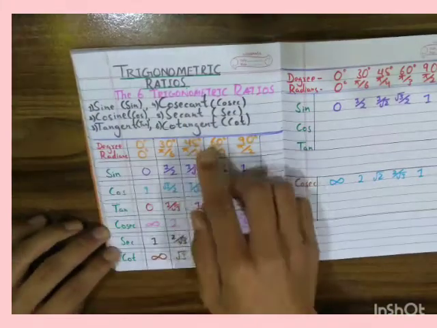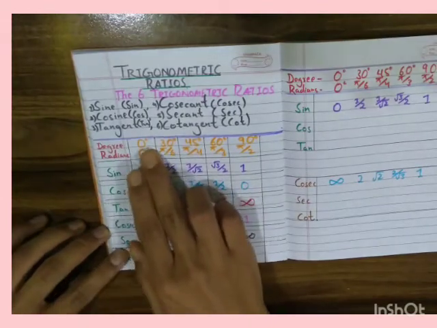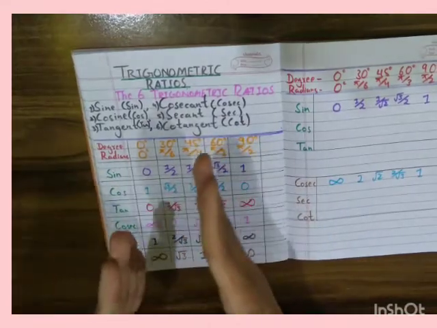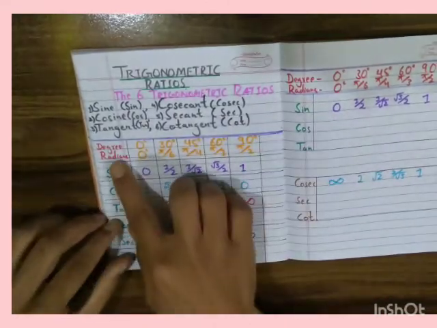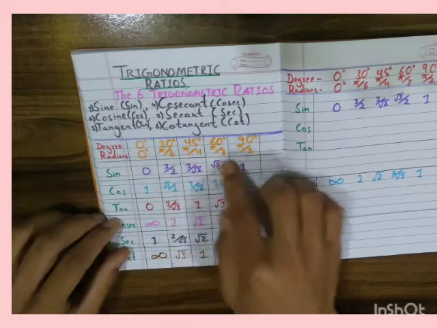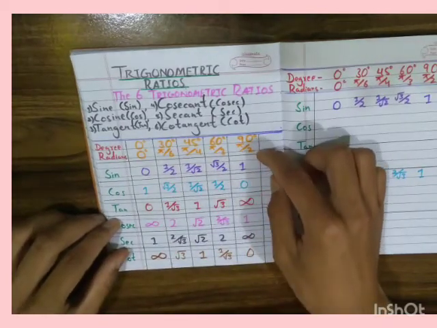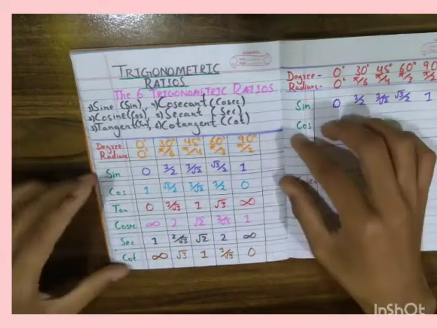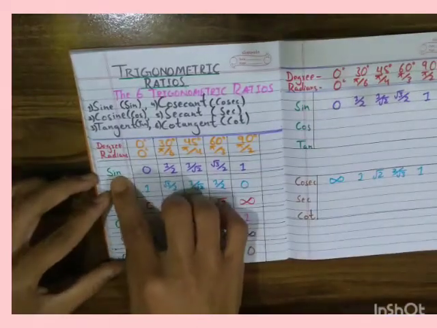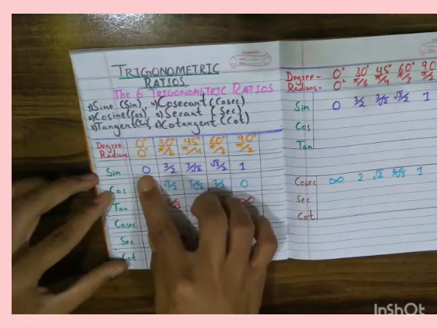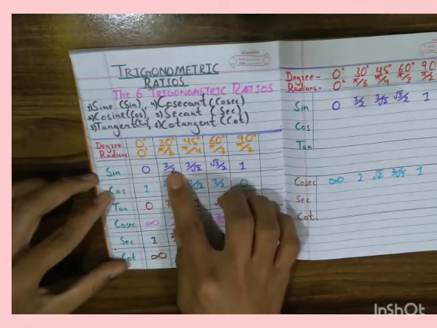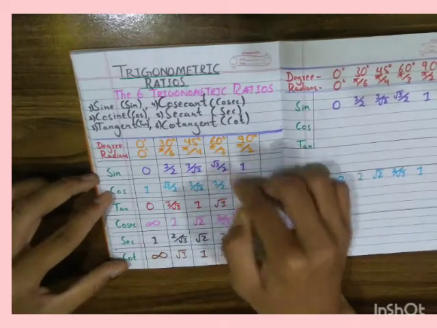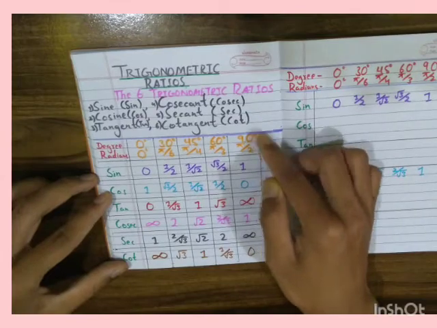As you can see, I've written the angles 0 degree, 30 degree, 45 degree, 60 degree, 90 degree. These are the standard angles you mostly use. I've also written the angles in radians. If you have heard radian for the first time, it won't be any issue. You can understand this. Sine 0 degree has the value 0, sine 30 degree has the value 1 by 2, sine 45 degree has the value 1 by root 2, sine 60 degree has the value root 3 by 2, and sine 90 degree has the value 1.